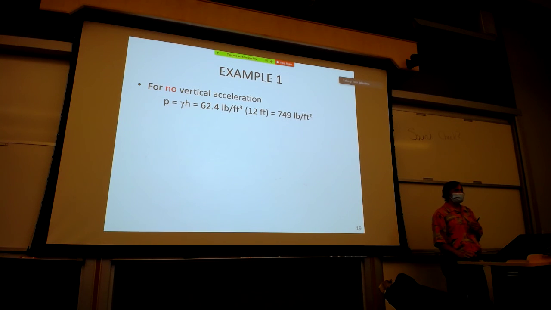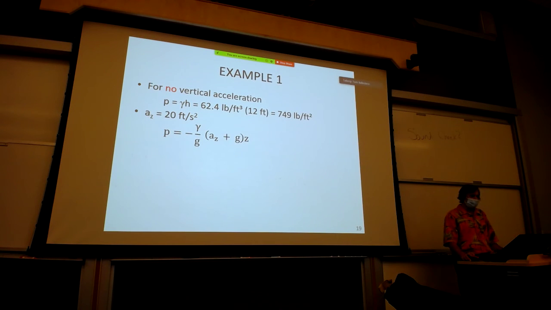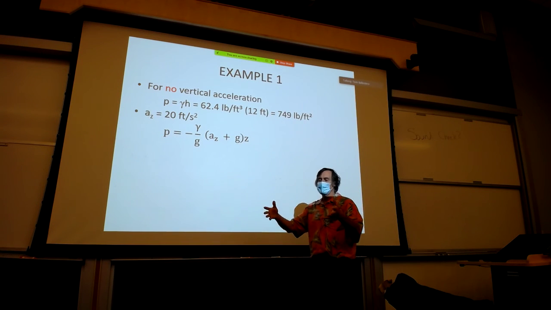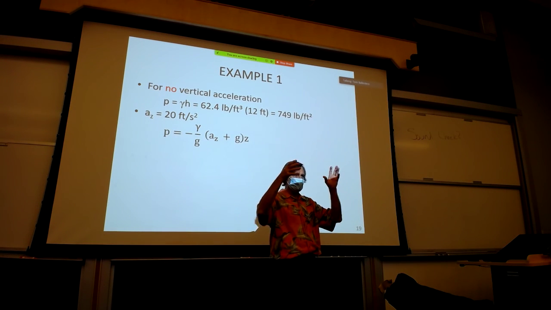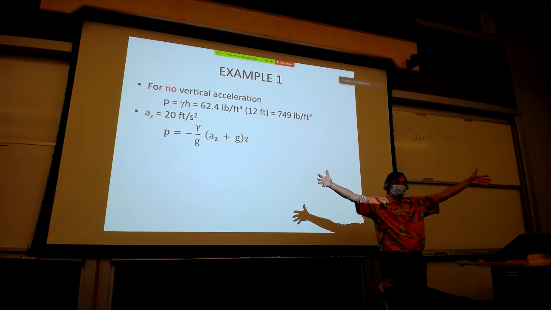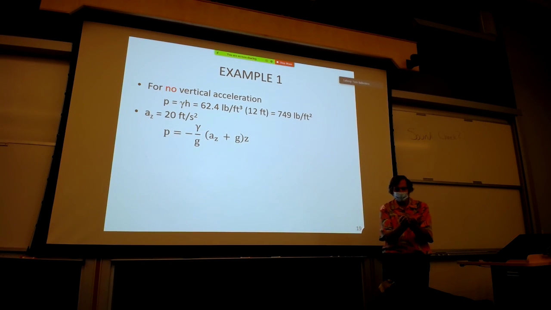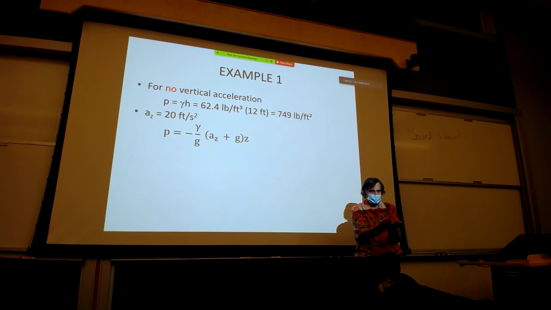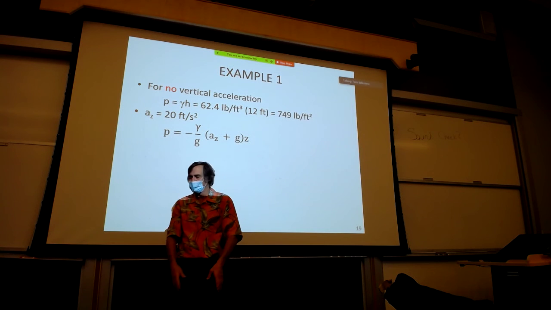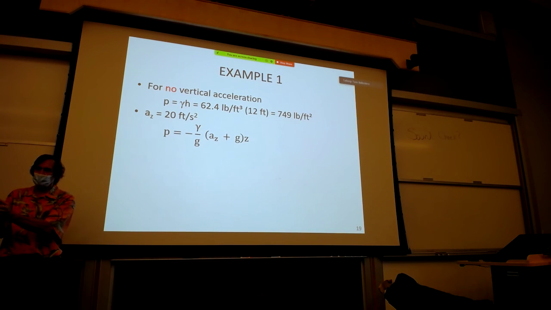But now you have A_z of 20 feet per second squared. So when you have that acceleration, what we need to do is use the equation we just developed for vertical acceleration only. We have a more general equation when we have both vertical and horizontal. So the examples I'm going to do: I'm going to look at vertical acceleration only, I'm going to look at horizontal acceleration only in the next example, and then I'm going to look at accelerations in both directions. Okay?